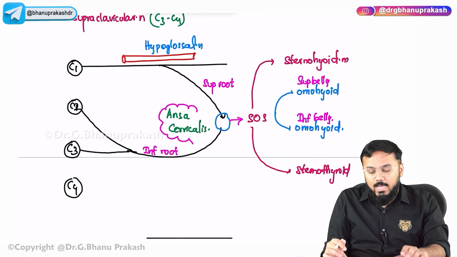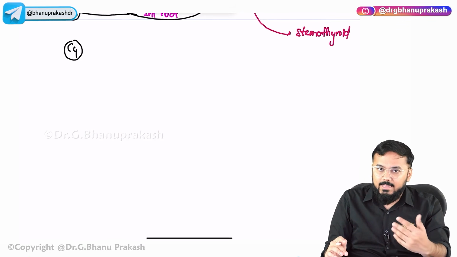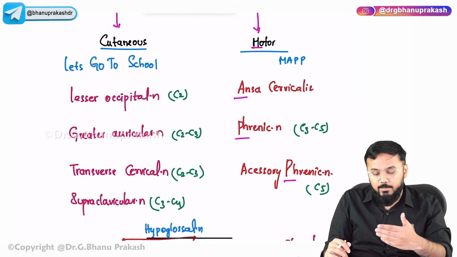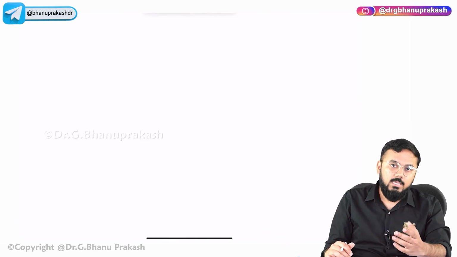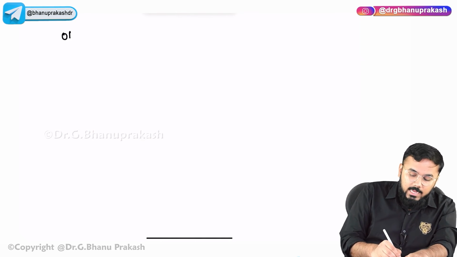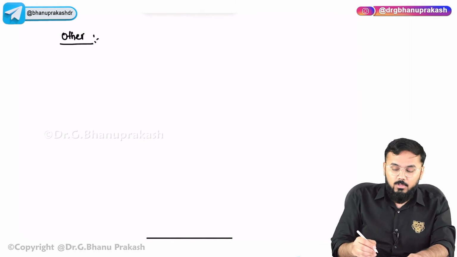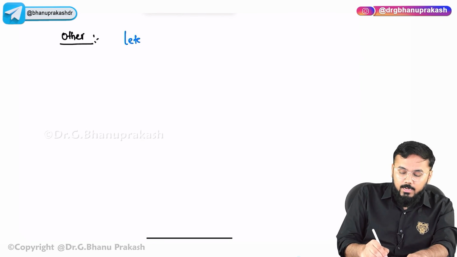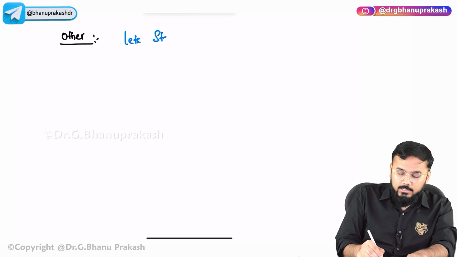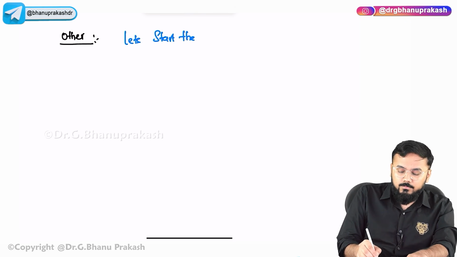Okay. So other than these 4 muscles, are there any other muscles that are innervated by this entire cervical plexus? Yes. So what are the other muscles that this cervical plexus gives innervation to? So you remember the mnemonic: Let's start the lesson soon.